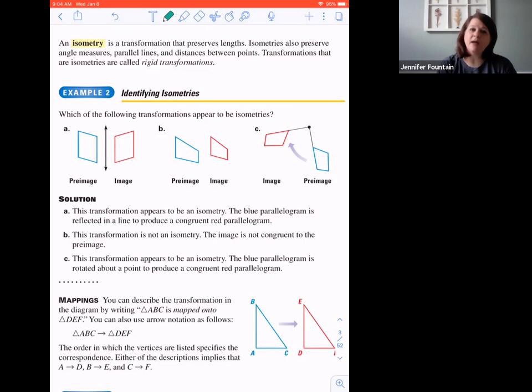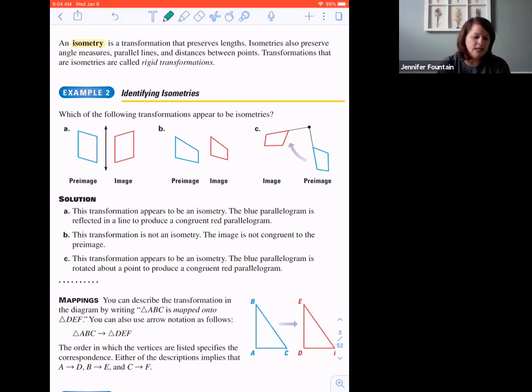Okay, any questions about that? Basically, when I'm talking about a rigid transformation, we're talking about an isometry. That means it's exactly congruent. Nothing about the shape changes. Same length, same angle measures, distance between points, all that good stuff. It's just in a different location because it either flipped or it turned or it slid.